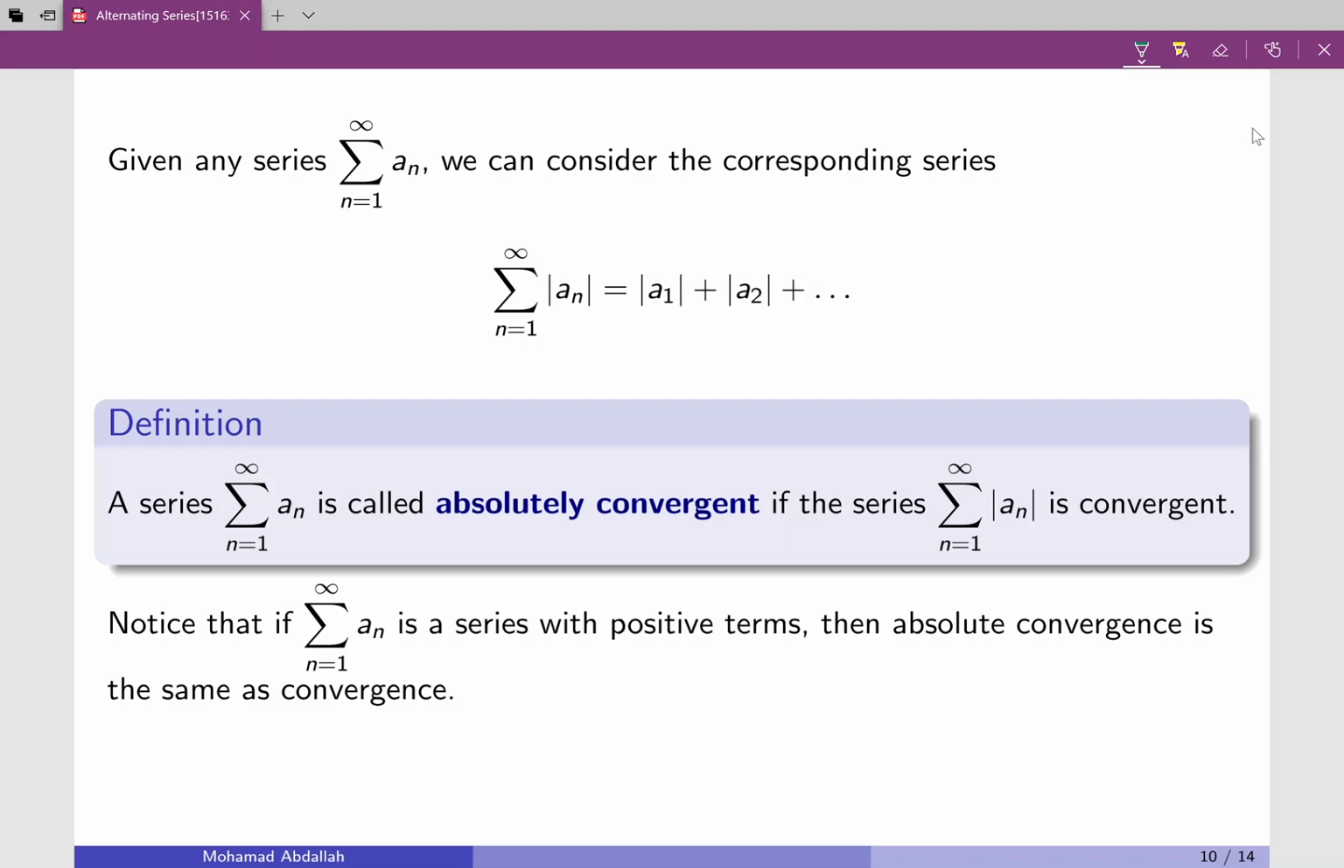So notice that if the sum from n equal 1 to infinity of an is a series with positive terms, so if all these are positive, then these two are the same. There is no point of talking about absolute convergence, because the absolute convergence would be the same as the regular convergence. So the absolute convergence plays a role, or we are interested in this, when I have negative terms. In other words, here when I have alternating series.